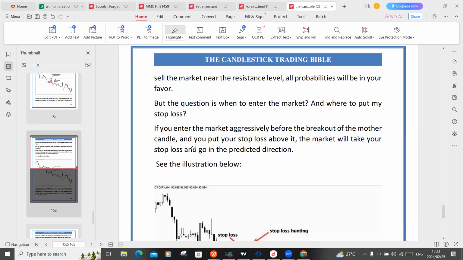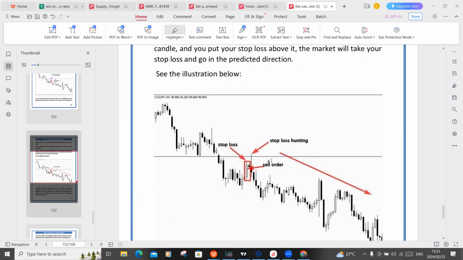Let me see if I read this correctly. If you enter the market aggressively before the breakout of the mother candle and you put your stop loss above it, the market will take your stop loss and go in the predicted direction. Okay, that's true. So here we're definitely anticipating sells, right? But the safer sell, I always say safe sells are always after a candlestick has closed, whether at a point of interest or at your preferred zone. That's the safest entry. An aggressive entry, however, like the author is saying, is when you know that you're leaning on the downside, and after you see this inside bar, you decide to sell, and you put your stop loss above here, price will definitely take you out.